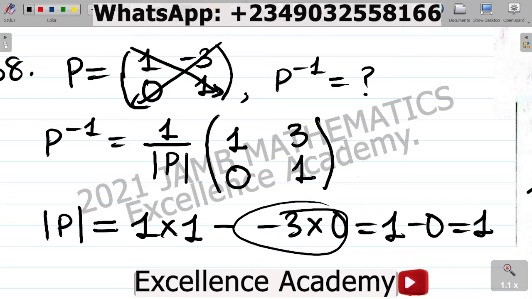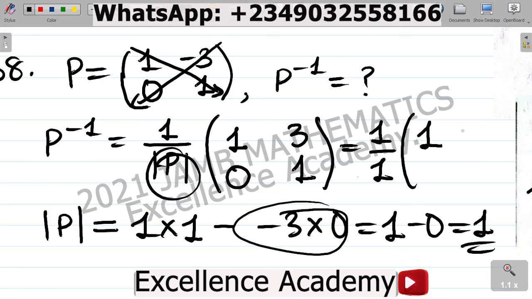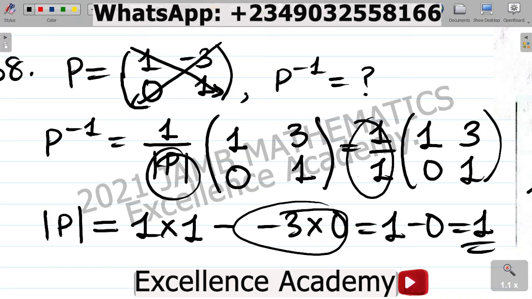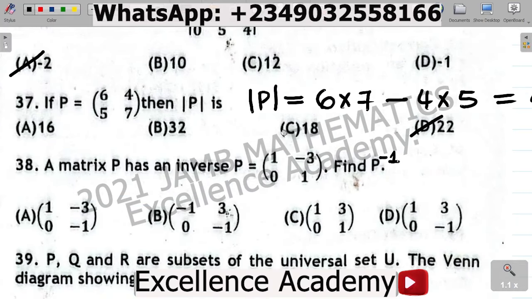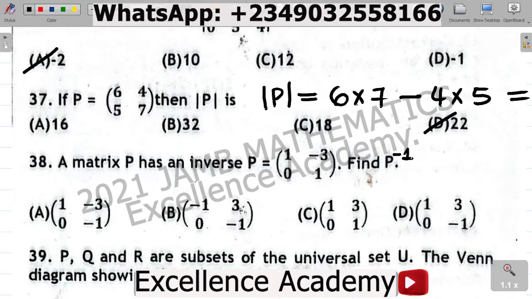So the determinant here is equal to 1 over 1, because this value is now 1, as we've seen here. So 1 over 1 multiplying 1, 3, 0, 1. And we know that when 1 multiplies anything, that same thing is the answer. So my answer here is 1301. All right, so 1301 is my answer. Let's see what option that is. 1301. That is option C. That's your answer.